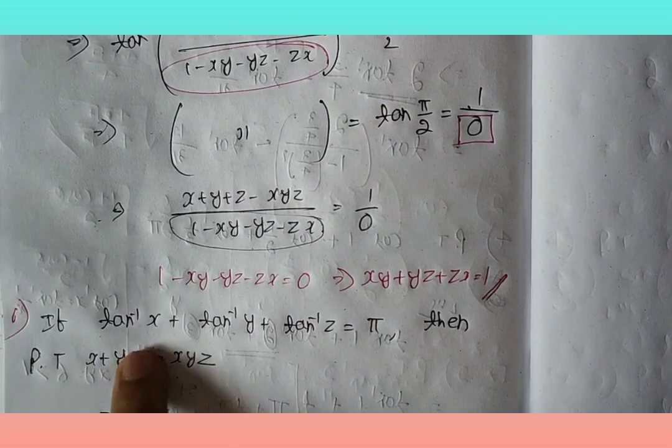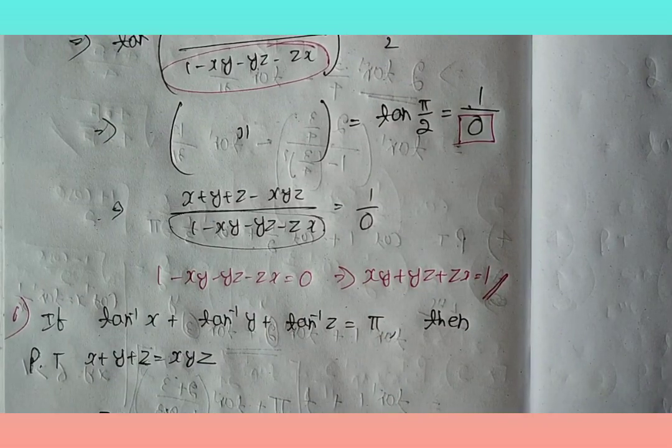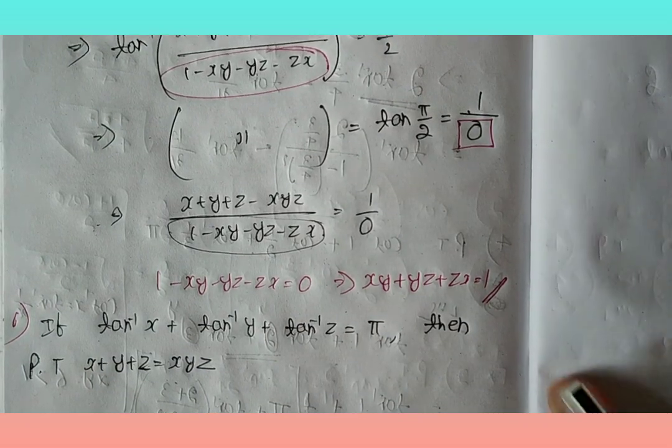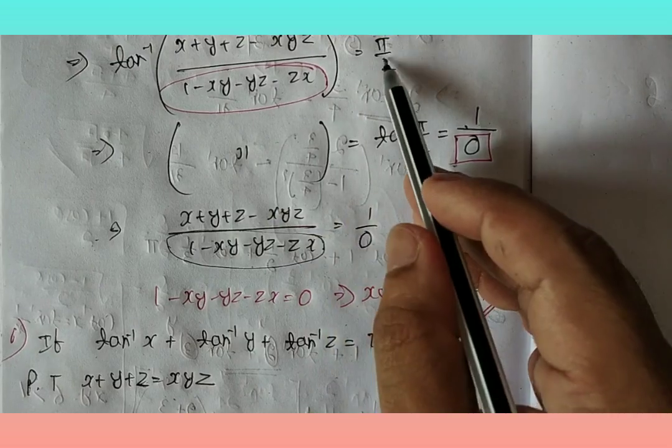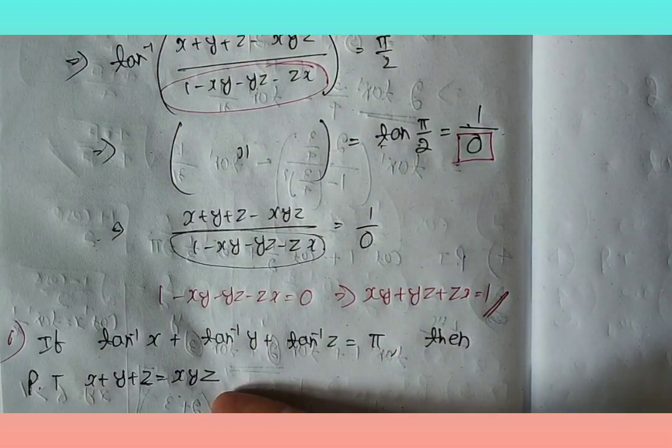Similarly, next question: tan inverse x plus tan inverse y plus tan inverse z equal to pi. Then prove that x plus y plus z equal to xyz. Same procedure as before, but here it is only pi. Tan pi equal to 0. Then cross multiply and you will get this result.